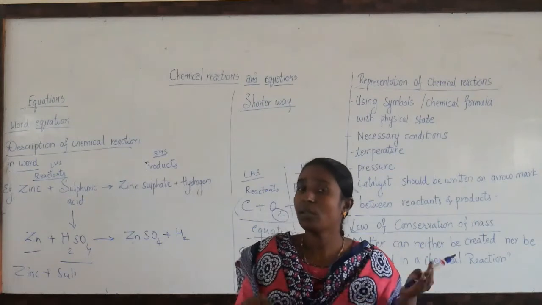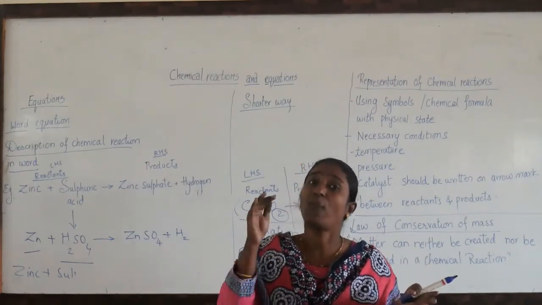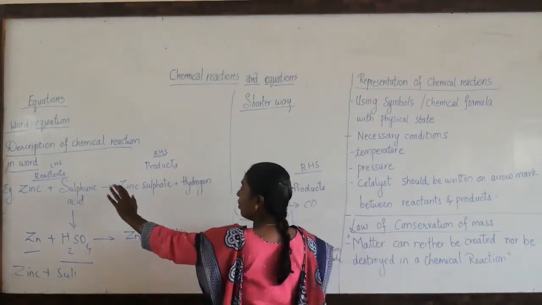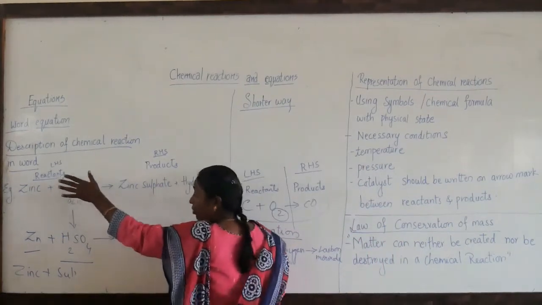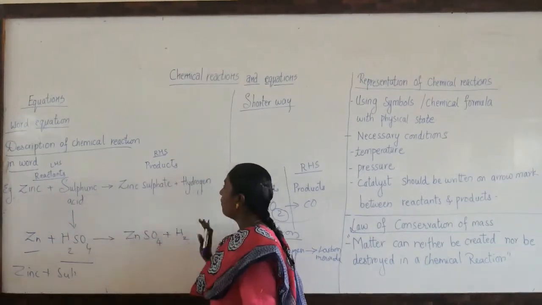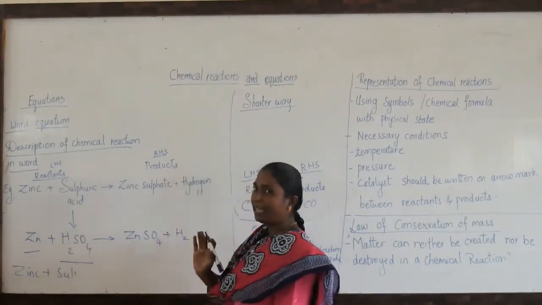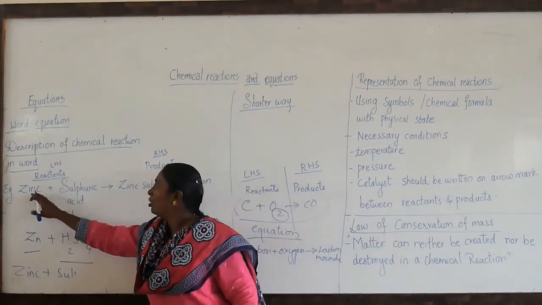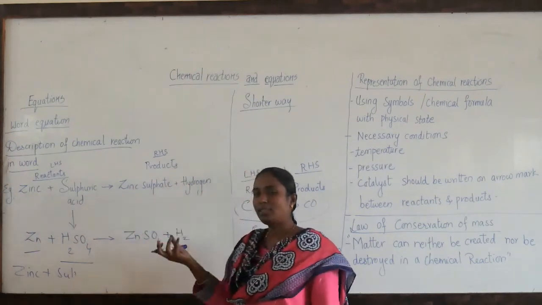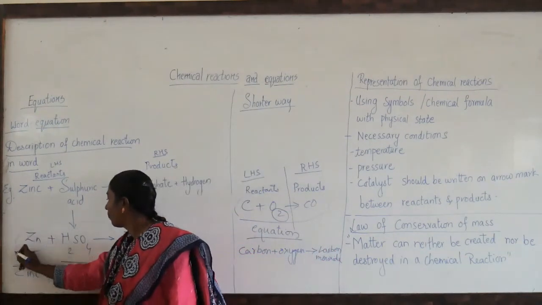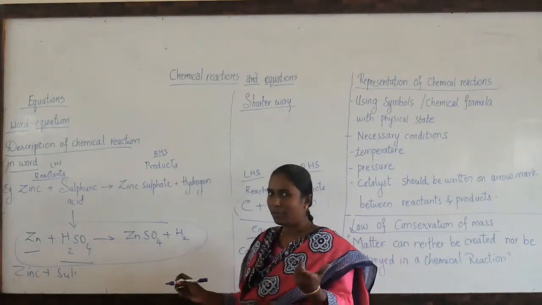What are the products? Products are the substances that are formed from the chemical reactions. Sorry, I stand corrected. Reactants are always written at the left hand side and products are always written at the right hand side. So a word equation will depict the whole words, whereas a shorter way of writing an equation is using symbols, that is this way. Clear? A quick review we had.